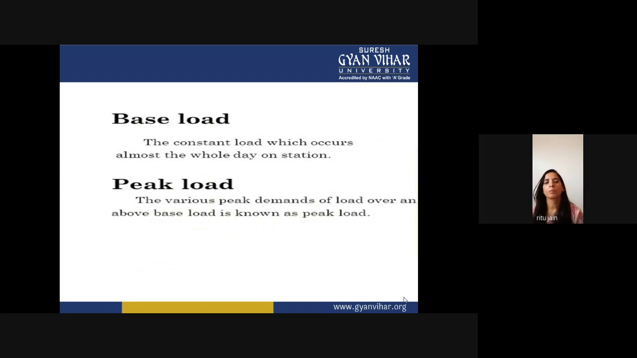Next, we come to the base load and peak load. So what is base load? Base load is your constant load, the load which is not changing with time. It is almost the same the whole day. Okay, and peak load varies. The various peak demands of load over and above base load are known as peak load.